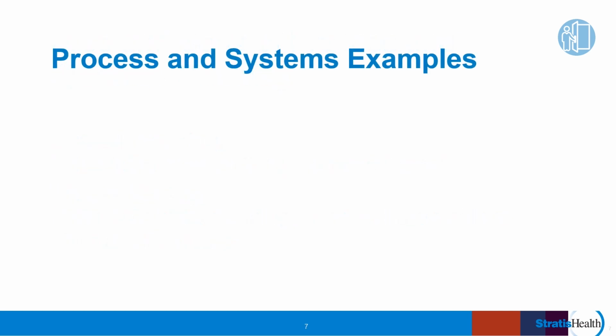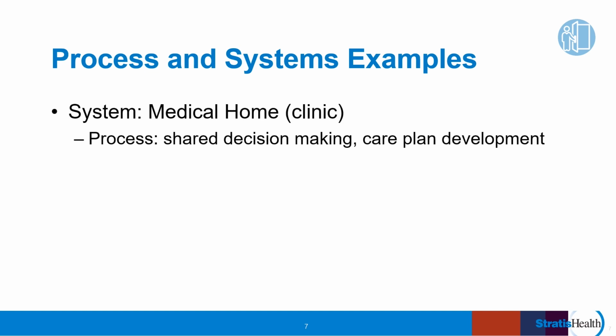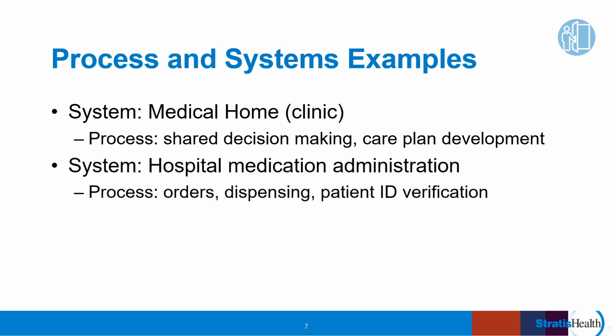Here are a few examples to understand what a system is versus a process. A medical home clinic can be considered a system that is designed to deliver person-centered care to patients. To do so, they have many processes in place, including processes to guide shared decision-making and to develop and implement a care plan. These two processes are linked, and therefore, process and system thinking are needed if changes are to be made. Likewise, with the system for medication administration in the hospital.